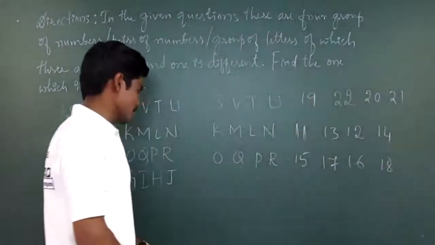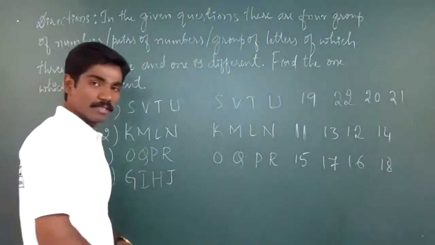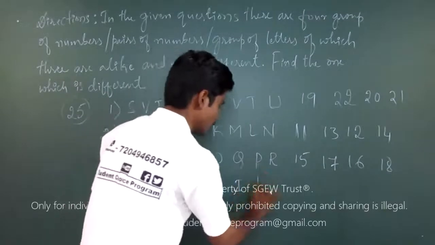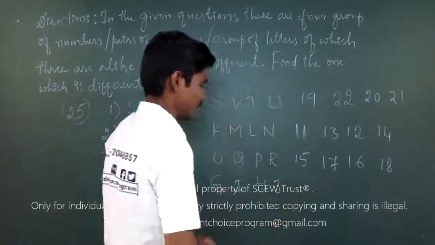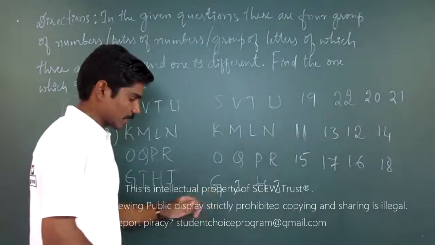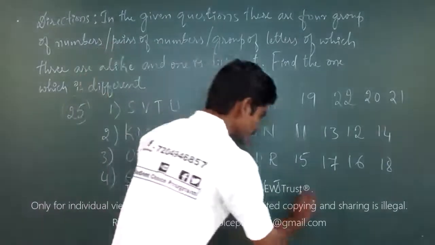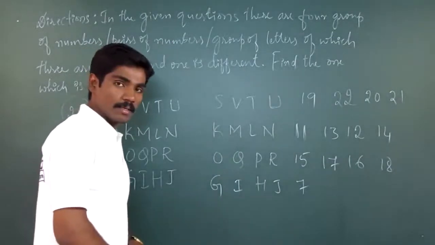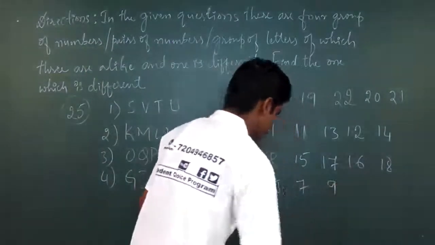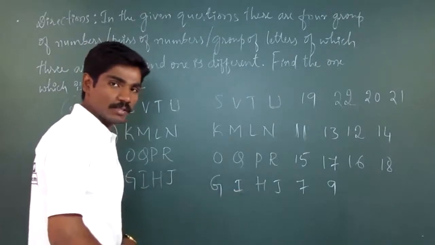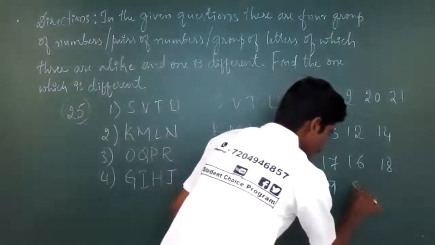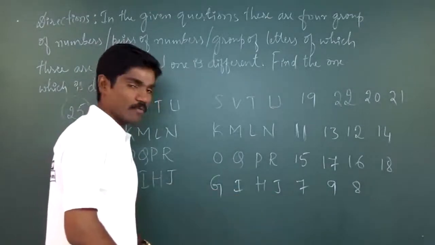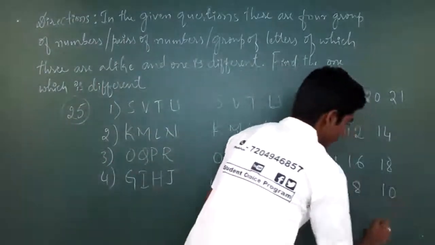Similarly, let me consider G, I, H, J. Now what is the position of the letter G? It is 7. Now what is the position of the letter I? Of course it is 9. Now what is the position of the letter H? It is 8. And what is the position of the letter J? Of course it is 10.